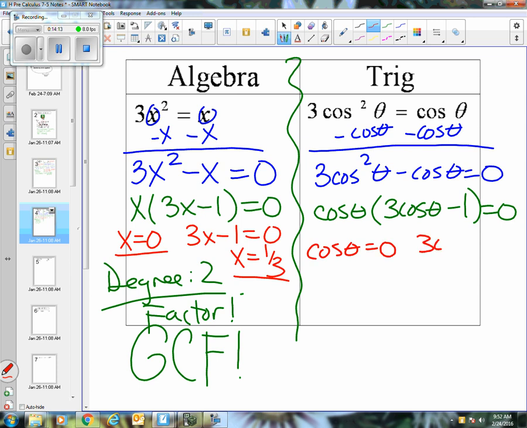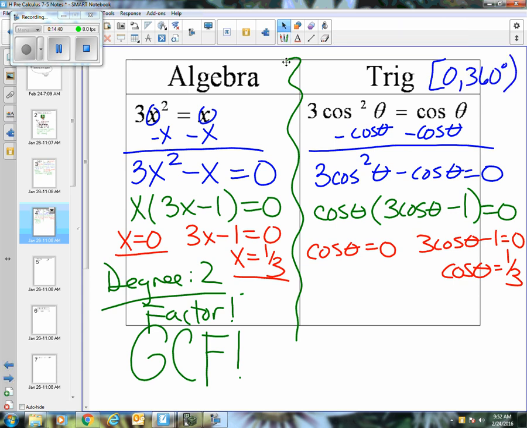So when is cosine 0? And when is 3 cosine minus 1 equal to 0? So got to do some solving on that second one. And again, here's where we deviate a little bit from just regular algebra. In algebra, we would have been done. We had our 2 solutions, 0 and a third. In trig, I need to actually find the value of the angle that makes that true. So I need to think about what my restrictions are before I do this. So I'm going to restrict you again to 0 to 360. We're going to kind of keep working in that more comfortable domain of degrees here for a little bit.